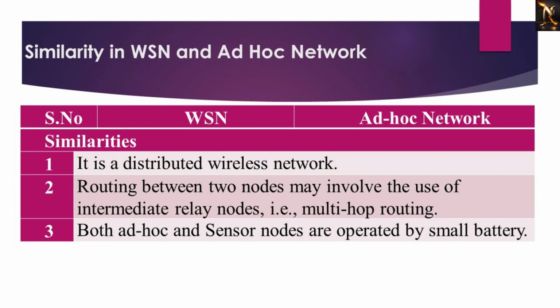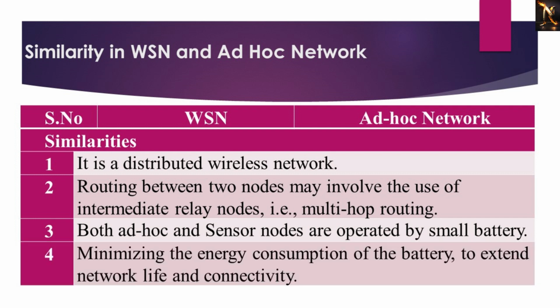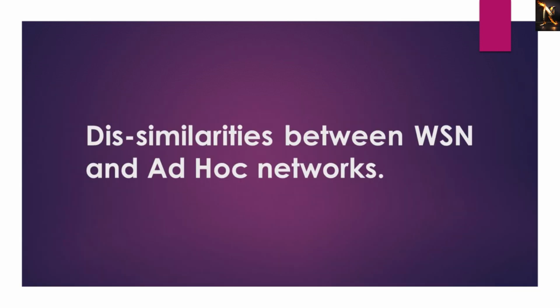Limited battery power. Nodes in both WSN and ad hoc networks are typically powered by small batteries, highlighting the importance of energy efficiency. Energy conservation. A key objective for both types of networks is minimizing the energy consumption of the node's batteries. This goal is essential to extend the overall network life and maintain connectivity over time.